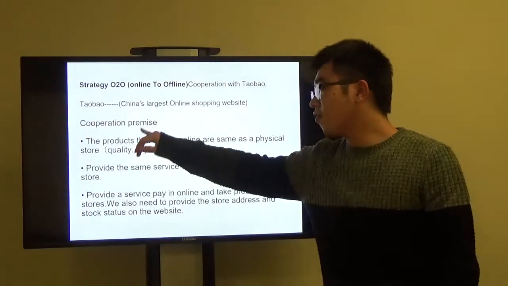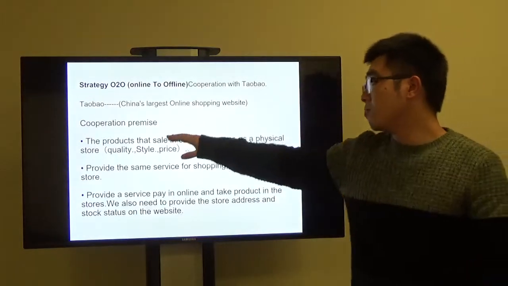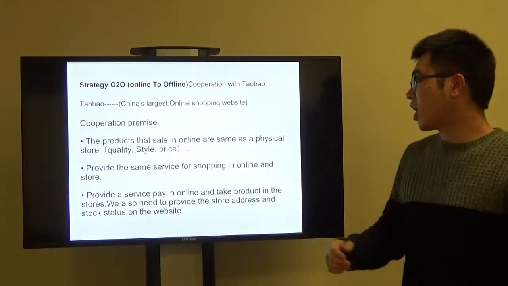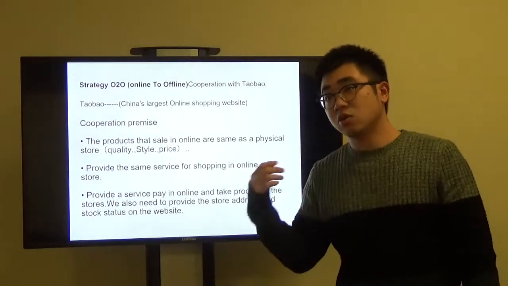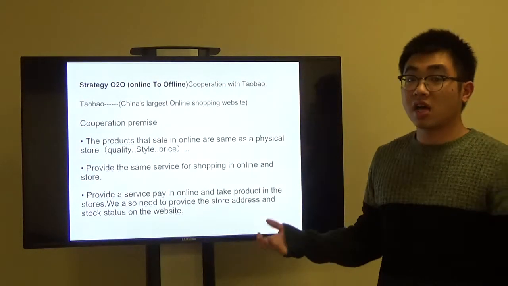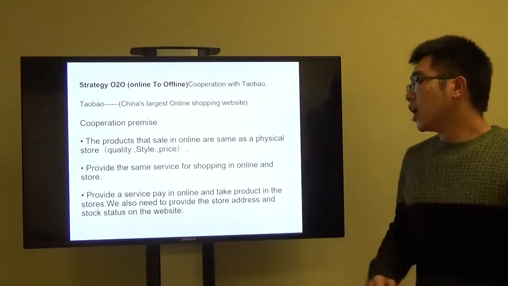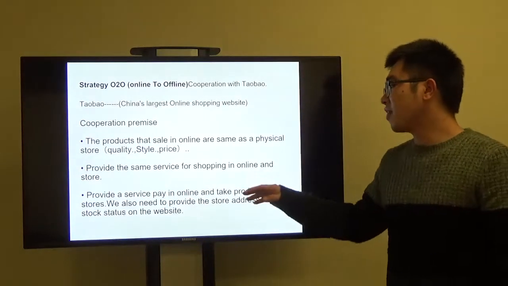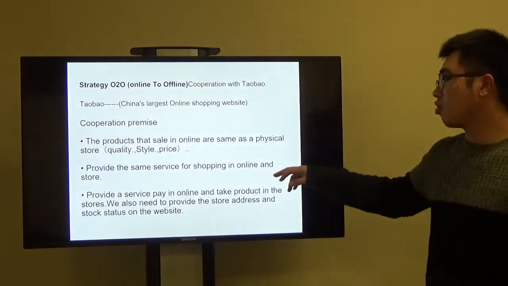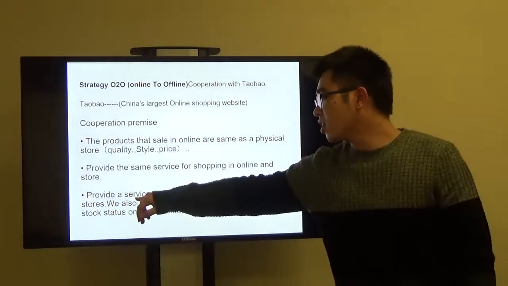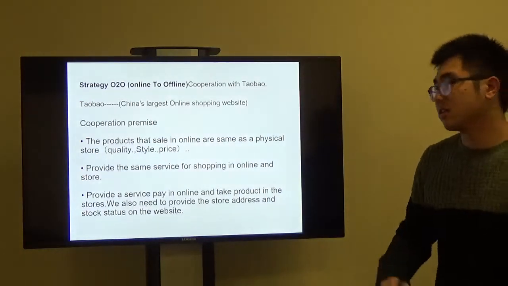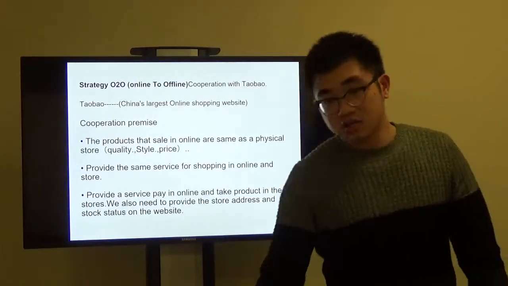Before we do this, we have to ensure that products sold online are the same as in the physical store, like quality, price, style, and other things. Second, provide the same service for shopping online and in the store. And this one is the special one: provide a service to pay online and take the product in the store.